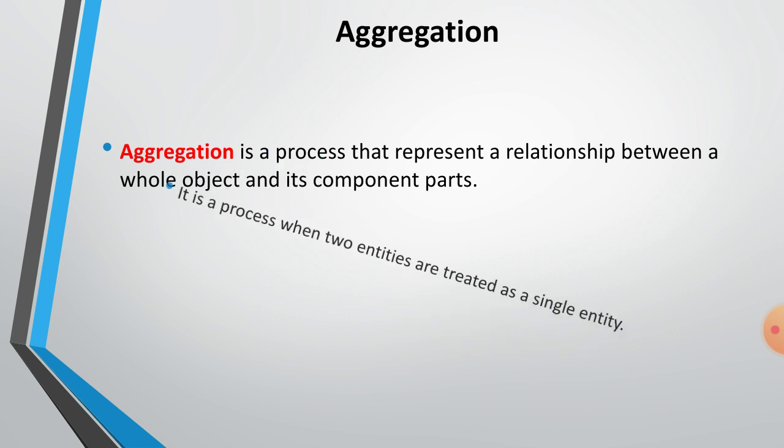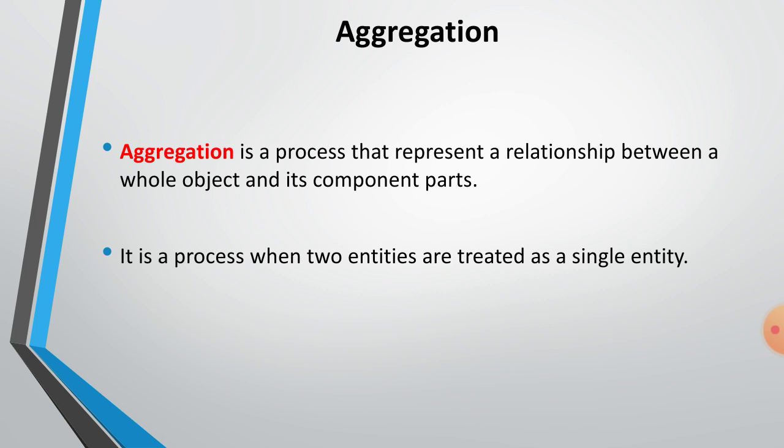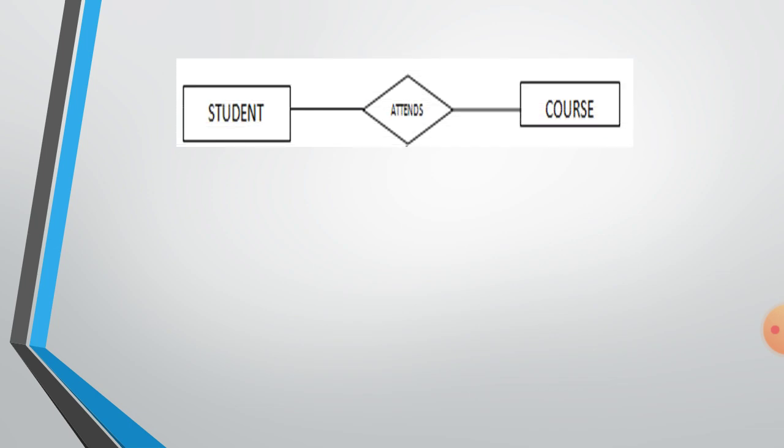So how is it possible? In this aggregation process, we are treating two entities as a single entity. See the example: a student attends a course. In this example, how many entities are there? Two entities. What are those? One is the student and another one is course. A student is trying to attend a course.